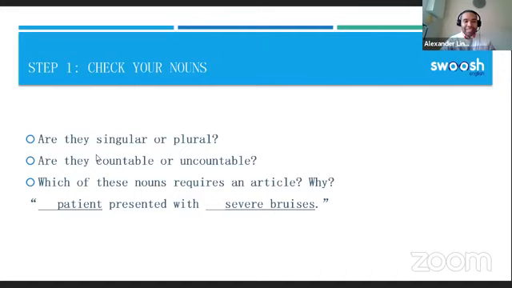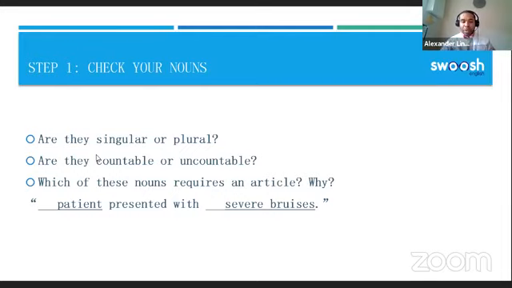Any other? So Sadia is saying the for patient, and then saying no article, so we don't need an article for severe bruises. Any other responses? Bridget agrees with Sadia, saying no article for severe, and Mildred, the patient with severe bruises. So it looks like we are agreeing on most of these. Bruises, Sadia says, is uncountable, or bruises are uncountable. Christina, the patient for definite. Okay, Felicia, the patient with a severe bruises.